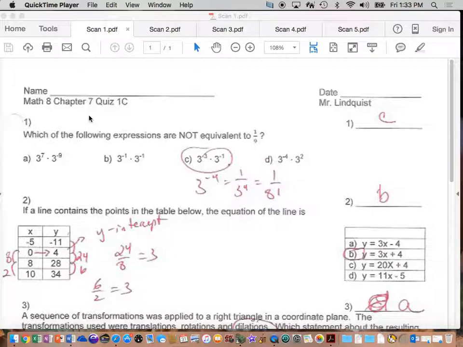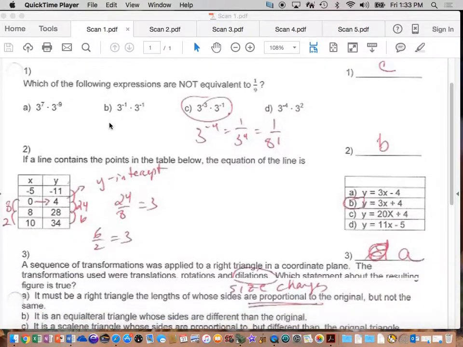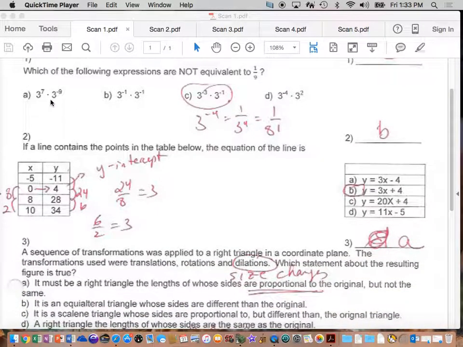Now, what I want to do at this particular point is go through each of these questions here. First one says, which of these is not equivalent to 1/9? Well, if I take a look at these, I get 3 to the negative 2, 3 to the negative 2, and I look over here, and what's 3 plus negative 1?